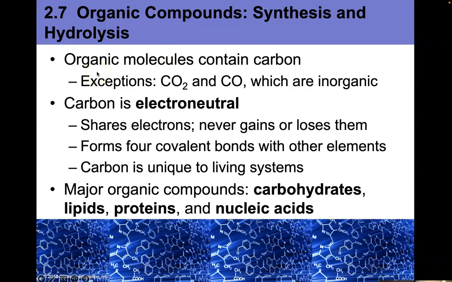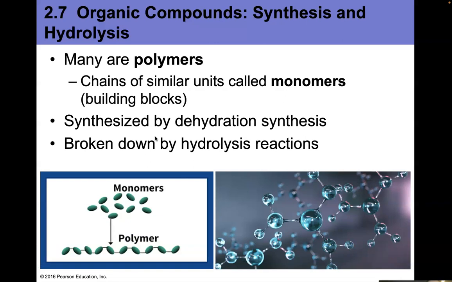So try to keep in mind that organic molecules need those carbon-hydrogen bonds. Carbon is going to be electroneutral. So it shares electrons, right? It never wants to gain or lose them. It just wants to share. So it always wants to form 4 covalent bonds with other elements, okay? And carbon is this very unique element to our living systems in that it forms these major organic compounds, okay? It's going to form our carbohydrates, lipids, proteins, and nucleic acids. Okay? So those are 4 major organic compounds that we're going to talk about.